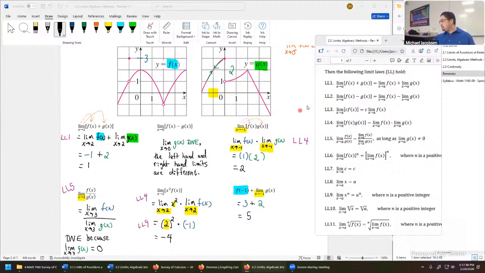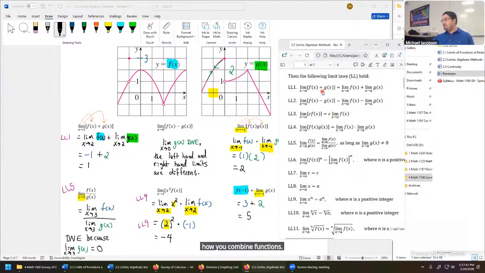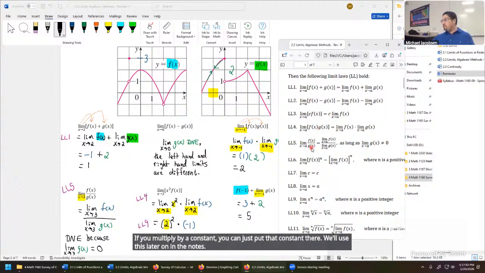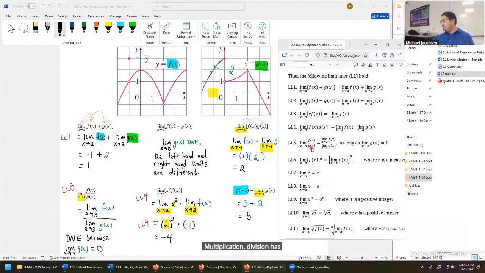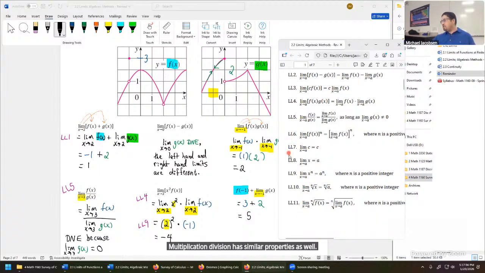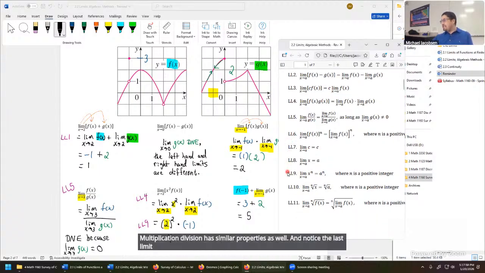Okay, so major tools in these limit laws are how you combine functions algebraically. The sums become sums of limits, same with differences. If you multiply by a constant, you can just put that constant there. We'll use this later on in the notes. Multiplication, division has similar properties as well. And notice the last limit laws are just different algebraic kinds of things.